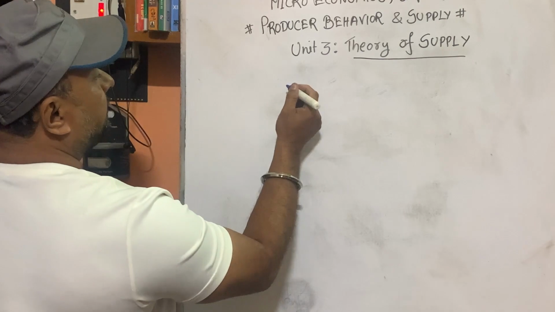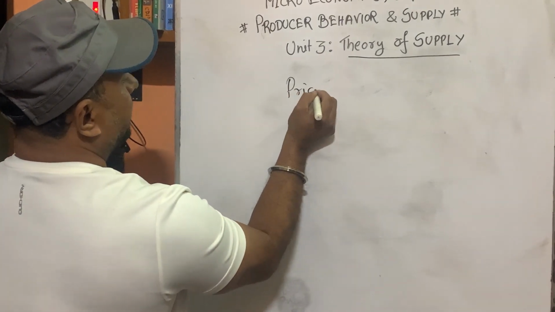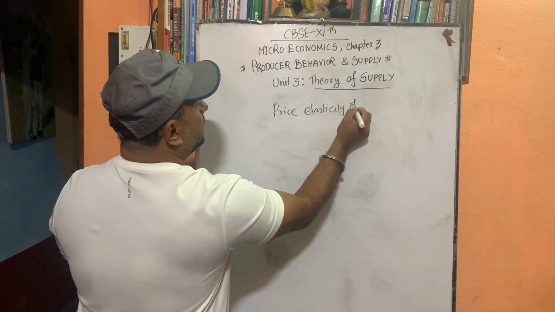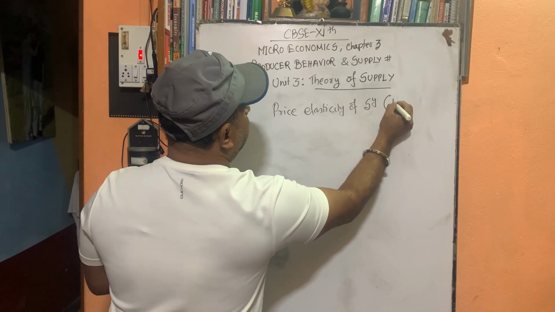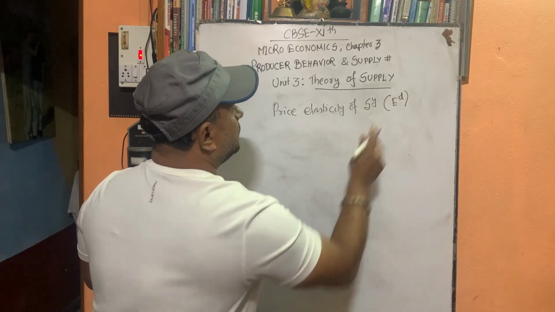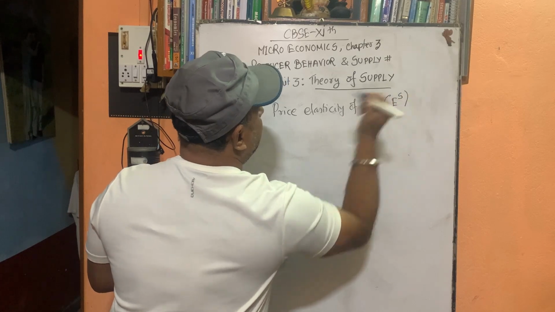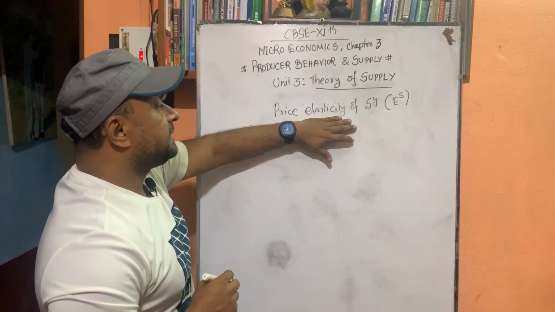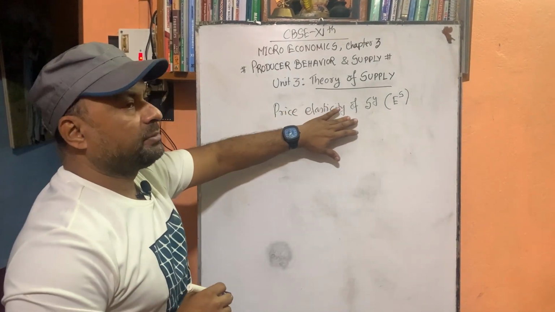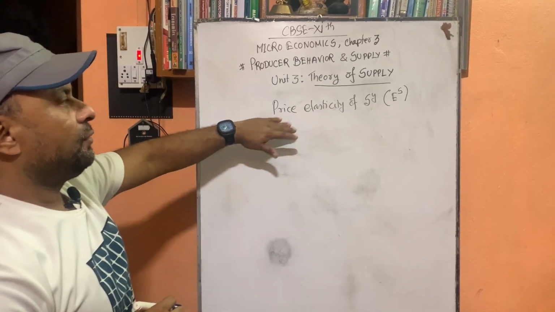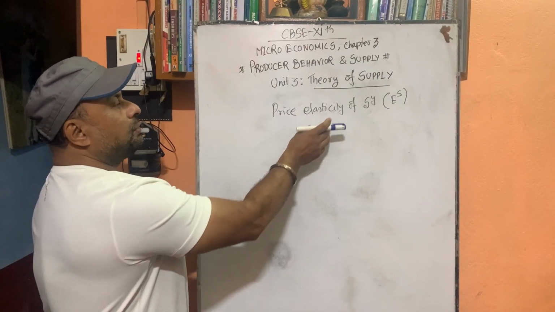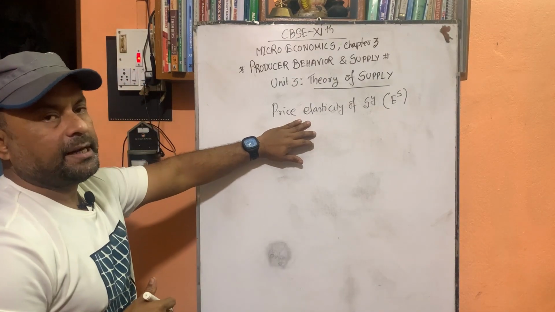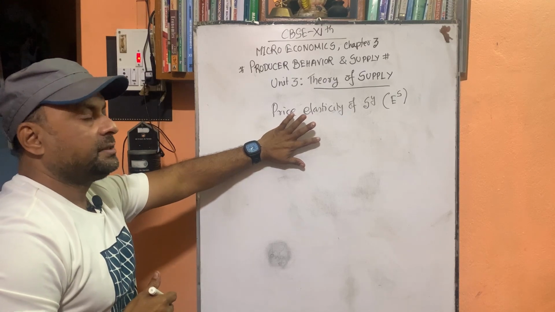The next topic of this chapter is price elasticity of supply. In short, it can be written as E superscript S. Elasticity of supply. Price elasticity, same thing you got in demand also. Price elasticity means price reaction. Price reaction of the producer means with the change in the price, how the producer is reacting. Generally, with the rise in the price, supply rises. With the fall in the price, supply falls. This is the law of supply.